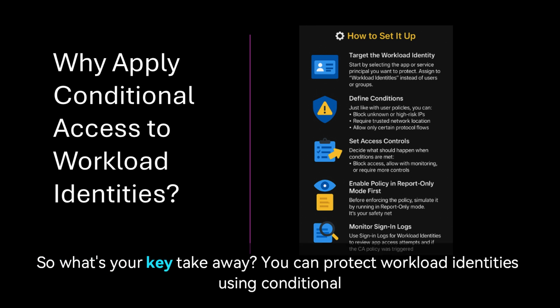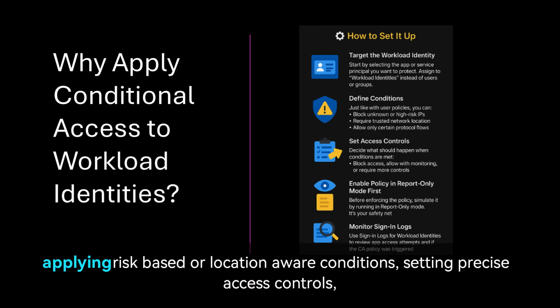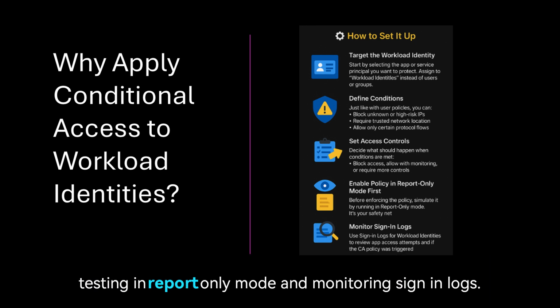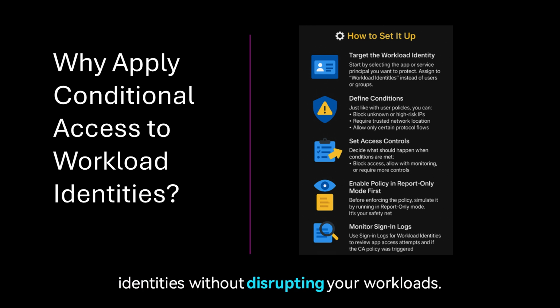So, what's your key takeaway? You can protect workload identities using conditional access by targeting specific service principals, applying risk-based or location-aware conditions, setting precise access controls, testing in report-only mode, and monitoring sign-in logs. This approach helps you enforce just-in-time, context-aware access for non-human identities without disrupting your workloads.